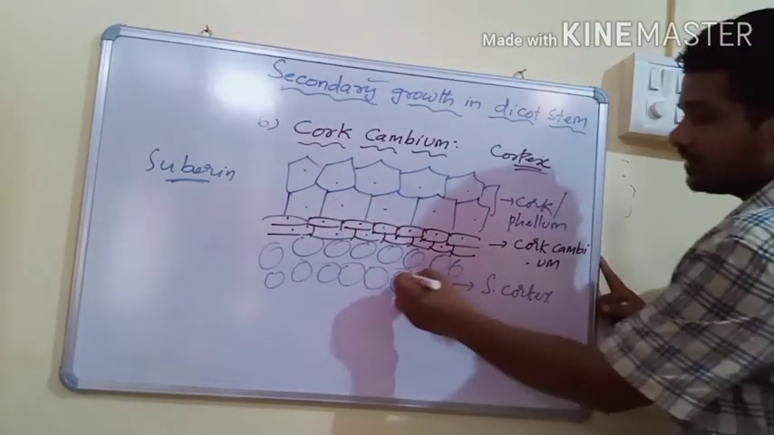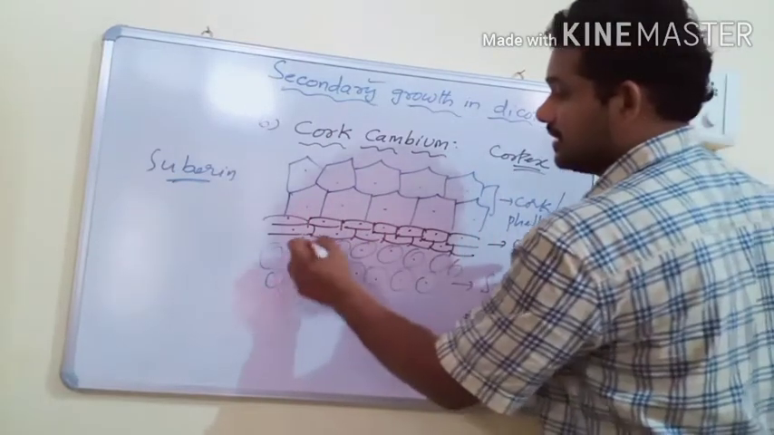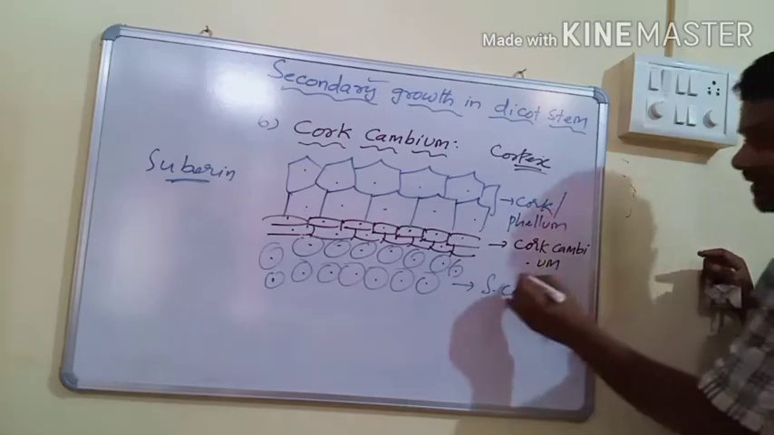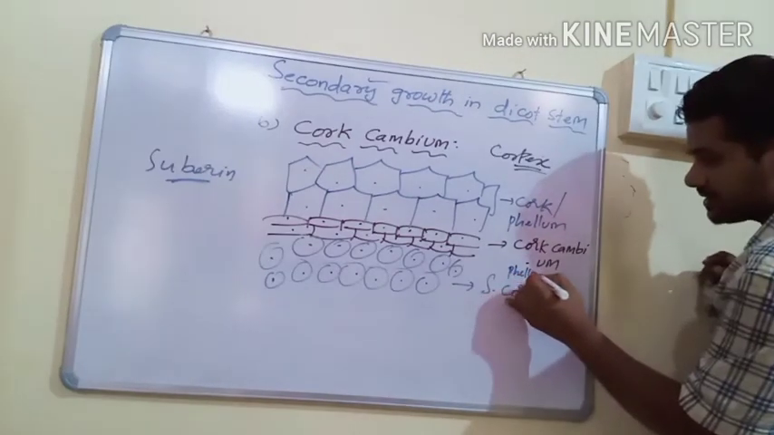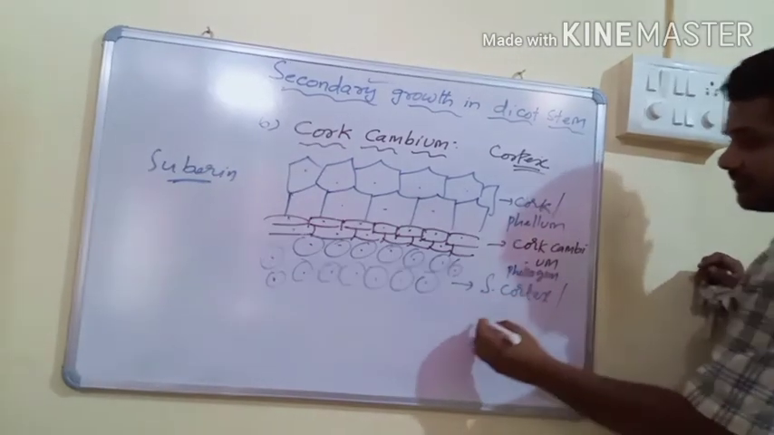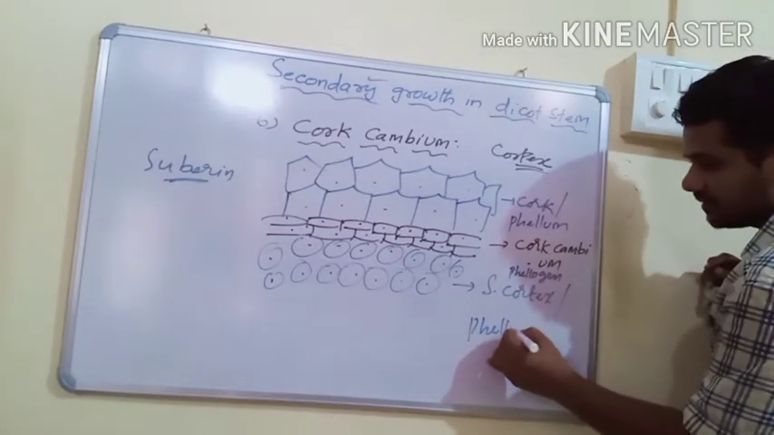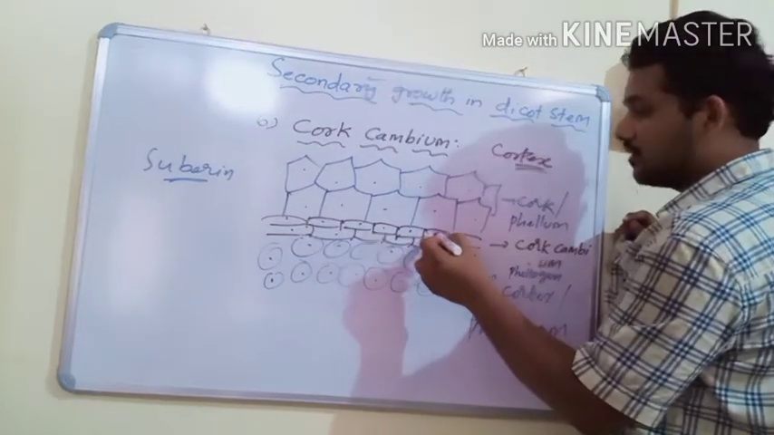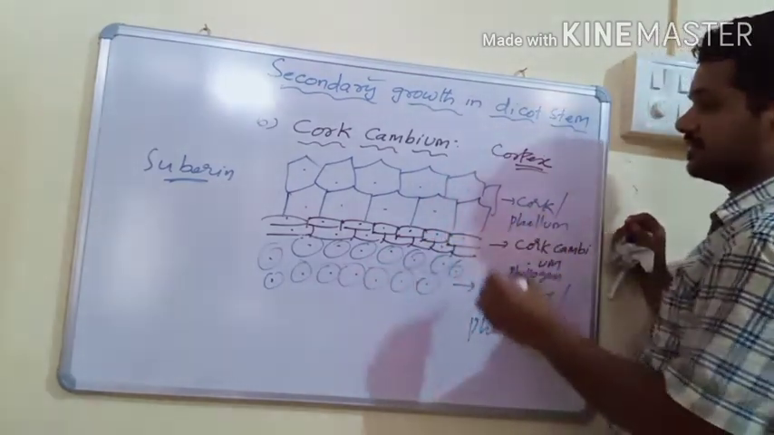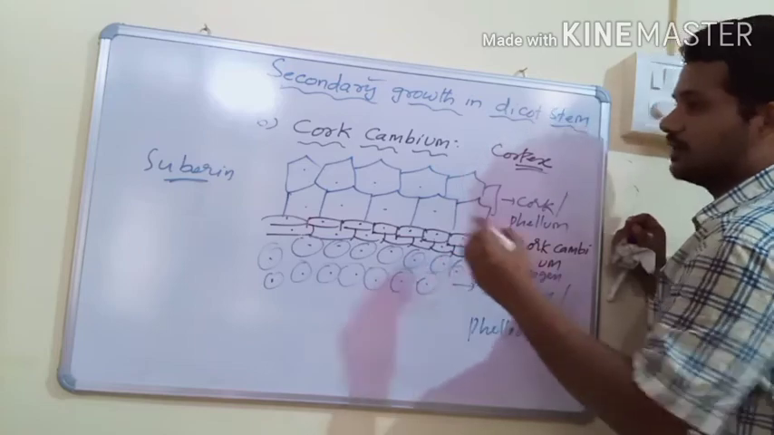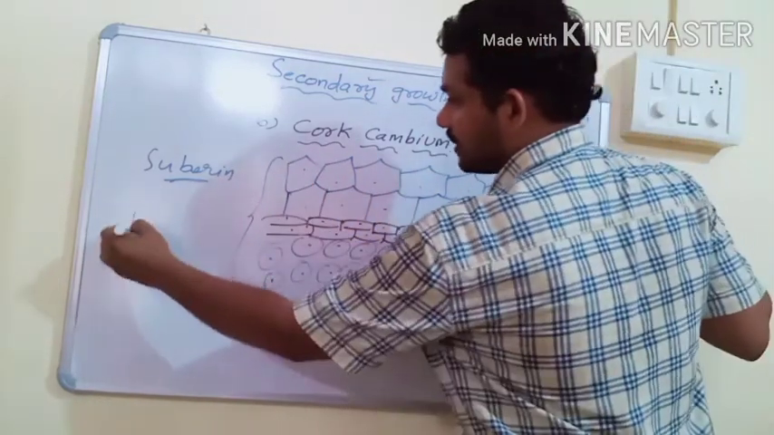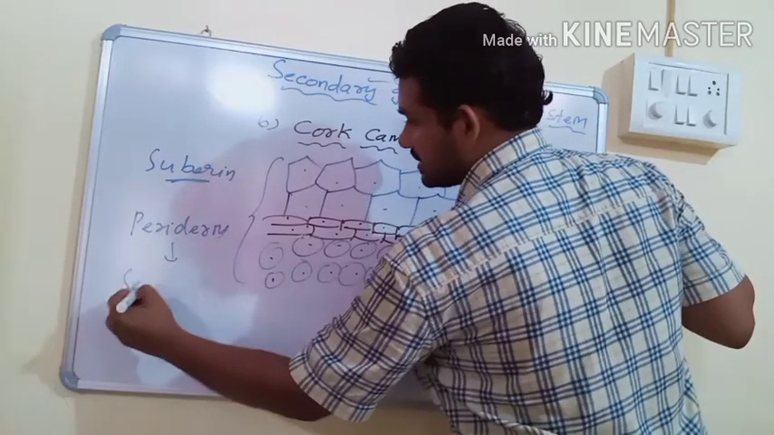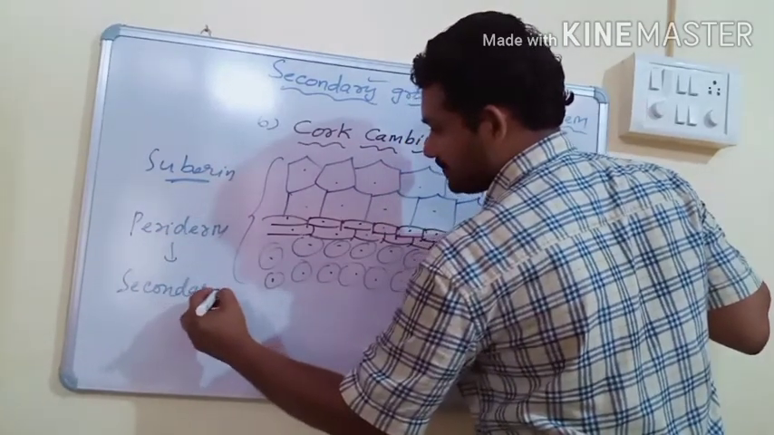And the secondary cortex cells are living cells. They are permeable to water. Another name of cork cambium is phellogen, and another name of secondary cortex is phelloderm. These three, cork cambium, secondary cortex and cork, that is phellogen, phelloderm and phellem, are collectively known as periderm. And this periderm acts as a secondary protective layer.